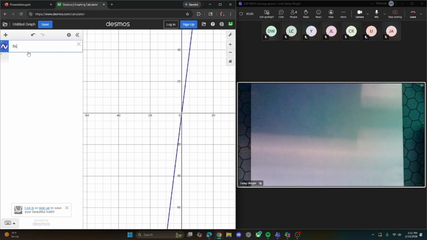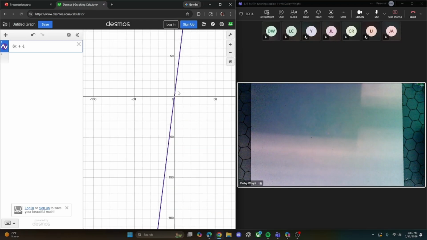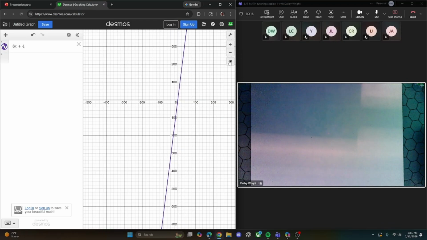You don't have to at all. I recommend you do not type these equations into Desmos when you're on the SAT. That is just a waste of time, but I'm just showing you guys what each line would look like typed into Desmos.